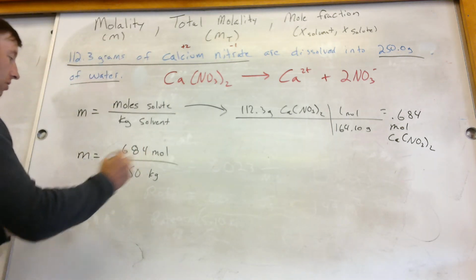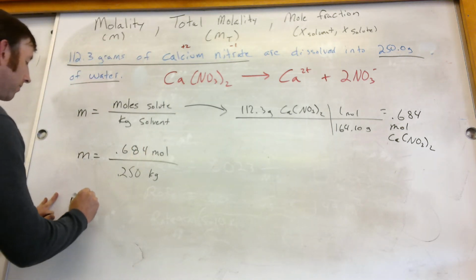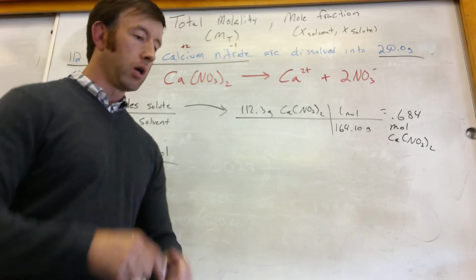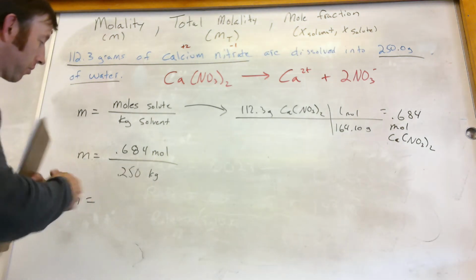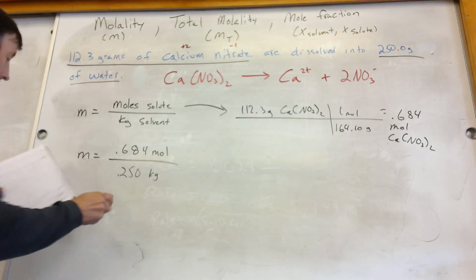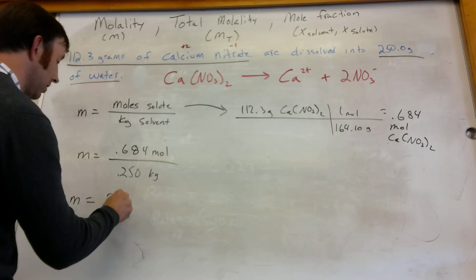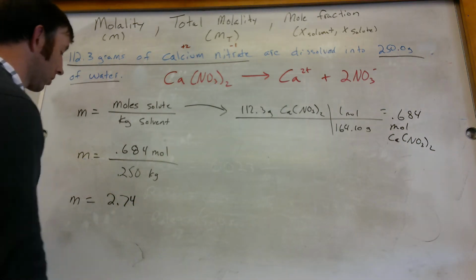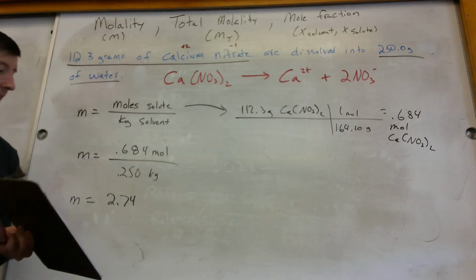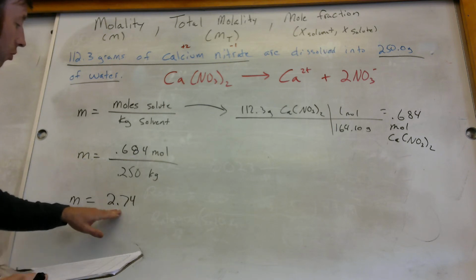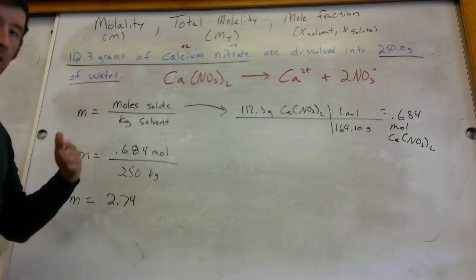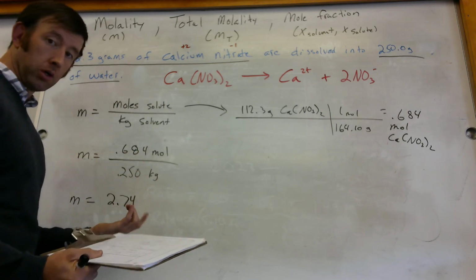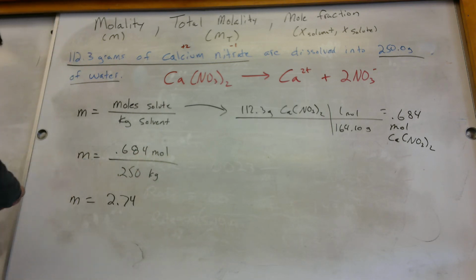Now I can make my final calculation for molality would be 0.684 divided by 0.250. And when I do that number on my calculator, I get 2.74. Okay? So my molality in this case is 2.74 moles of calcium nitrate per kilogram of water. That's what that concentration would come out to. All right? So I have that. I've just calculated my molality.